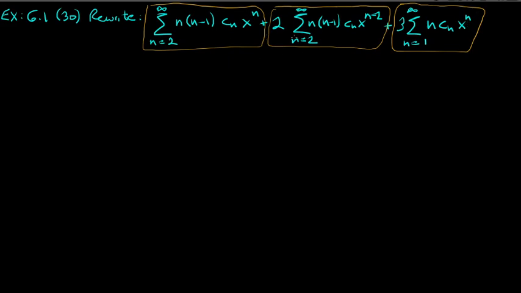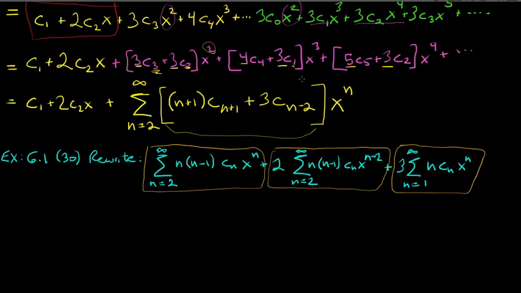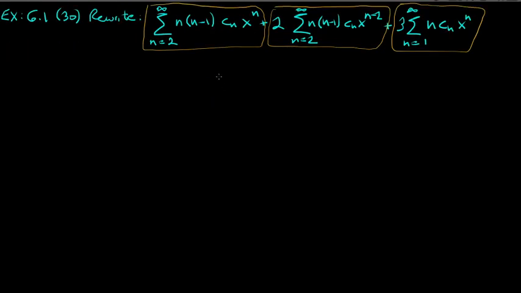So the biggest power that's true for all three of these is going to be n equals 2, x to the 2, right? Just like in the previous one, we had to start at n equals 2. So eventually we're going to start with n equals 2. But notice that this first one here is going to start at 0. So let's bring that out.